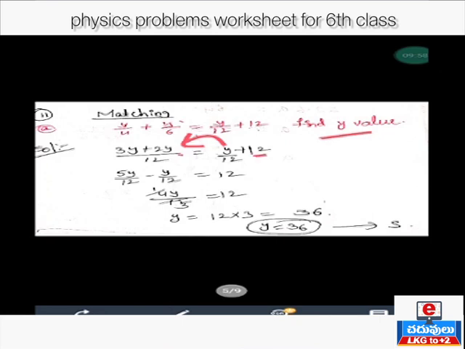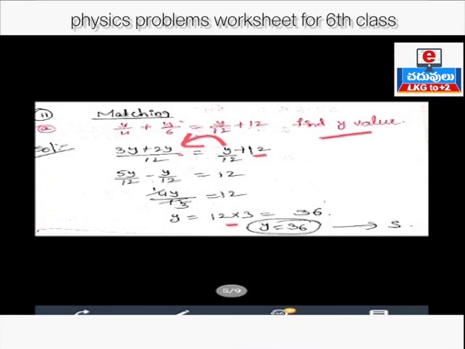I can write this as it is. Here the denominator is also equal, both are equal, so we can subtract the numerator. 5y minus y, that is nothing but 4y by 12 is equal to 12. 4 ones are 4, 4 threes are 12. So y is equal to 12.